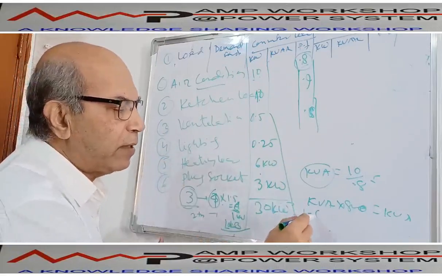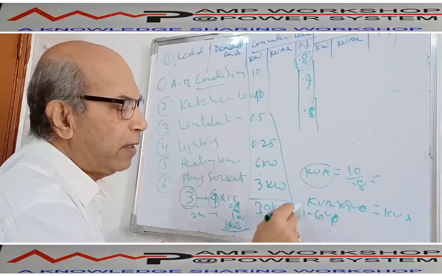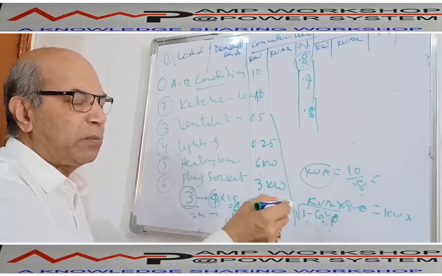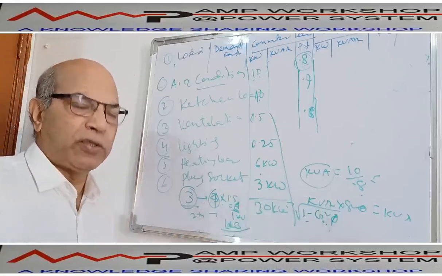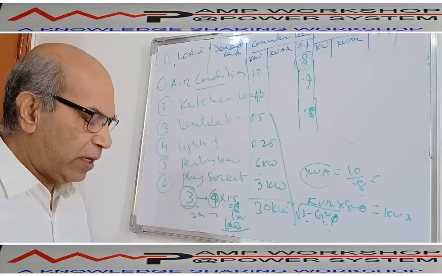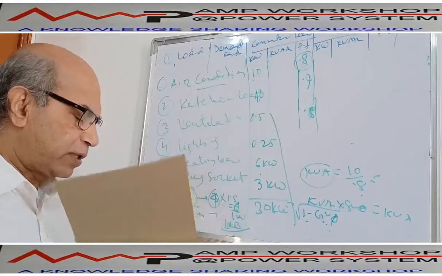Sin phi equals the square root of 1 minus cos square phi. So for a 0.8 power factor, cos square is 0.64. 1 minus 0.64 is 0.36. The square root of it is 0.6. So in this way, all these power factors can be calculated. And the KVAR, I have already done this calculation in a small table to save time.